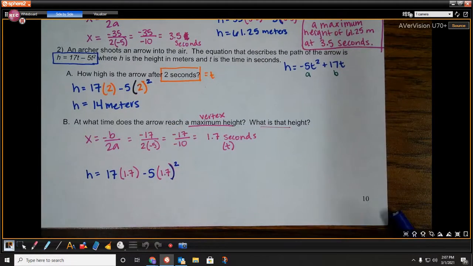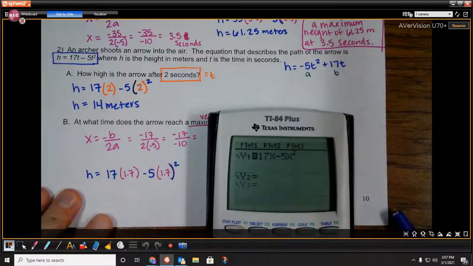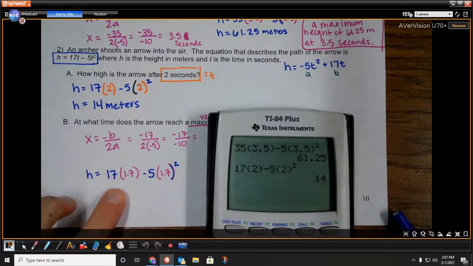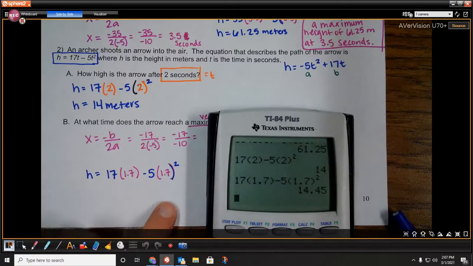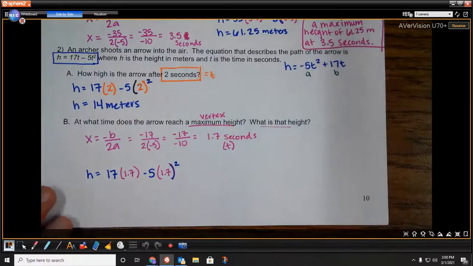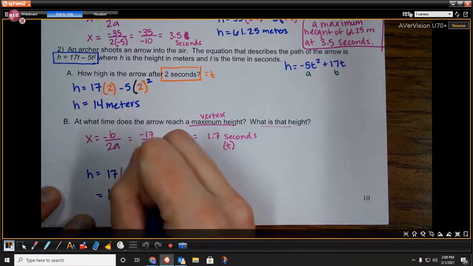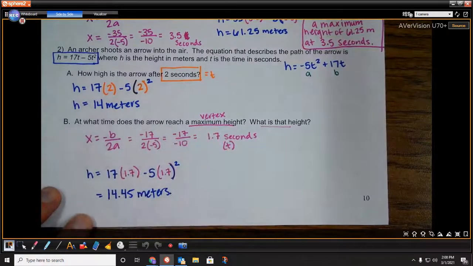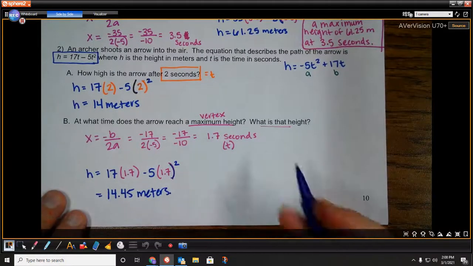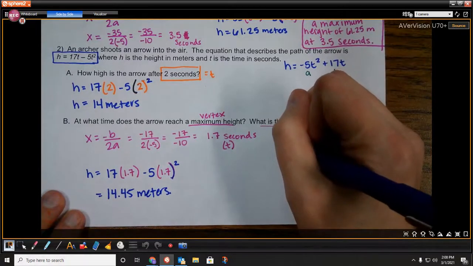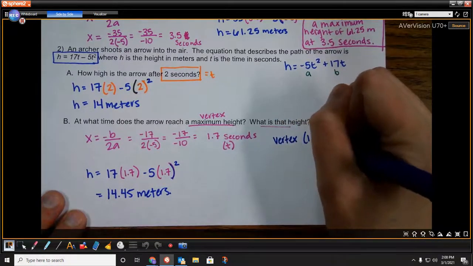So then we go ahead and we just use our calculator here. We're going to plug that in. We're going to say y equals, and I'm a second quit. So I'm going to say, all right, 17 times 1.7 minus 5 times 1.7 squared. And when we plug that in, we see that that is equal to 14.45. So my height is 14.45 meters at the vertex. So that means my vertex is, so yeah, I guess we didn't really write this up there, but my vertex is 1.7 and 14.45.